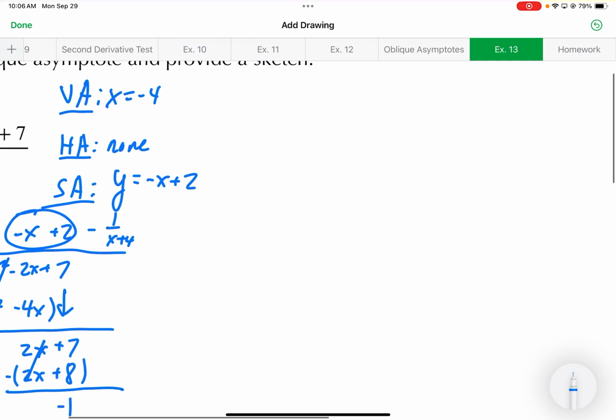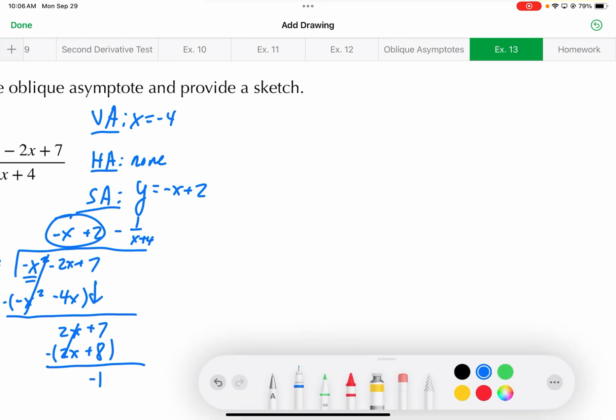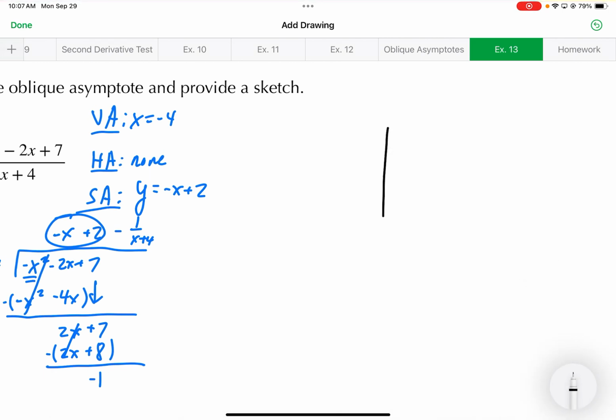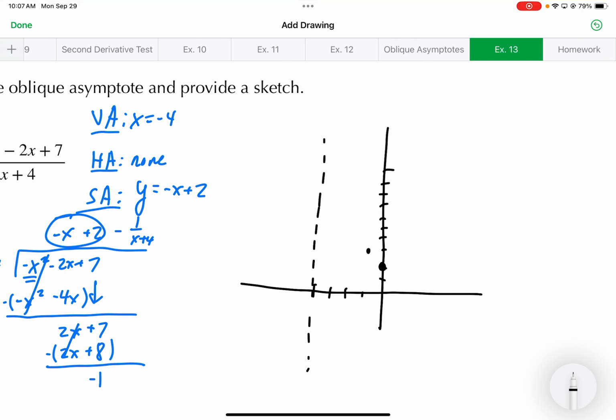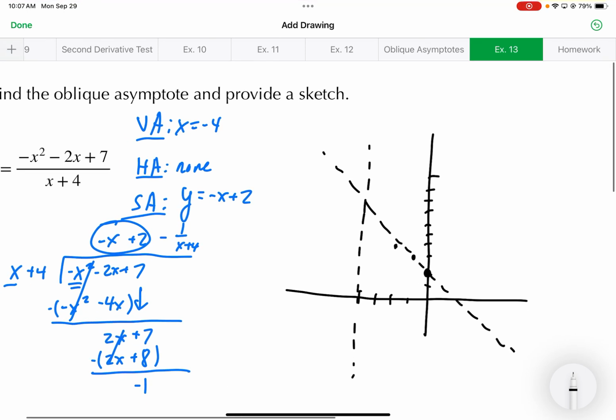So now let's get that into some sort of graph. So vertical asymptote at x equals 4, and then slant asymptote at -x plus 2, so y-intercept of 2. And then I'm going to go up 1 over 1, up 1 over 1. So that isn't the best line, but let's say it looks something like this, okay?